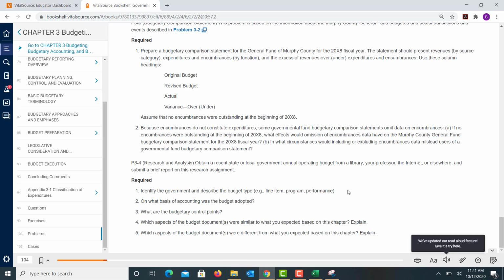So we talked about the general fund, and there's other funds that you learned, such as the special revenue fund. And there's also capital projects funds, debt service funds, and permanent funds. Those are the 5 types of government funds. So you will identify that in one of the cities of your choice. And then you're going to talk about the basis of accounting.